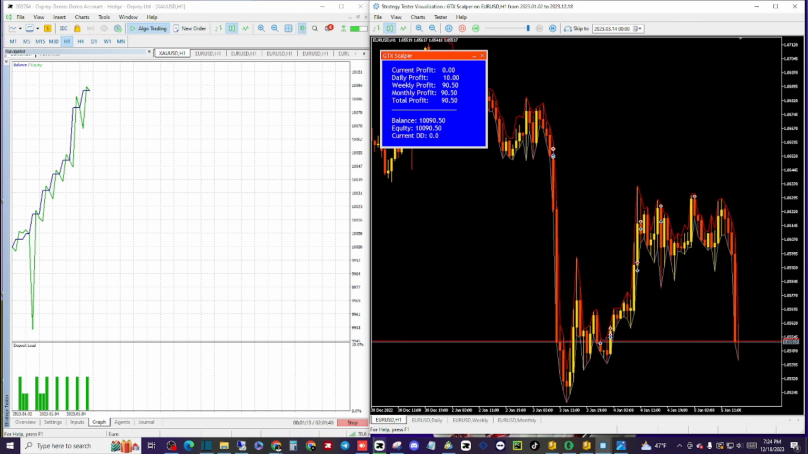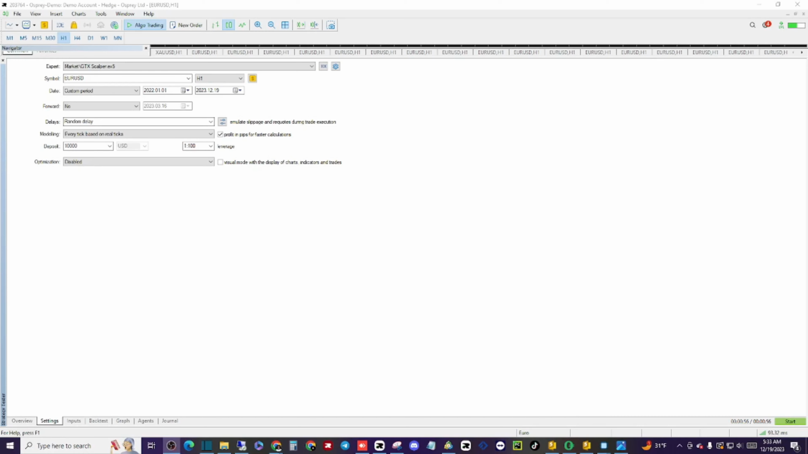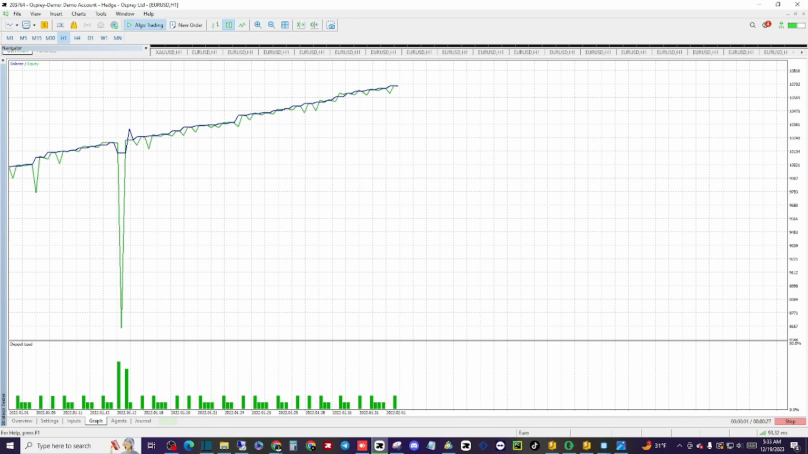When testing the GTX Scalper, we used our customary $10,000 account on a 1 hour time frame at 2% risk, back testing the last 2 years with 100% real tick data, and here was our results.